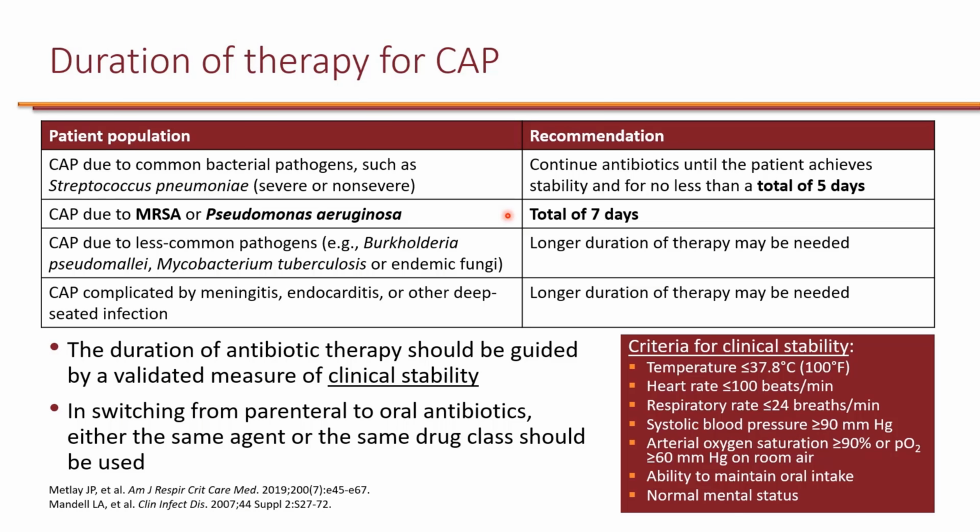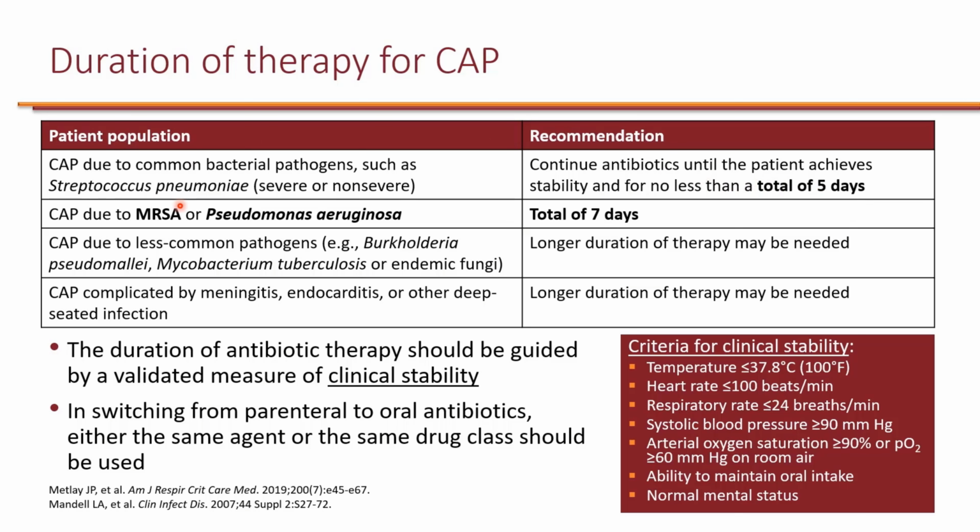And then depending on what's causing the pneumonia, in general, pneumonia for the most part will be caused by common bacterial pathogens like Streptococcus pneumoniae. So you continue antibiotics until the patient achieves stability, but no less than 5 days. So if, let's say, after 3 days of antibiotics the patient is clinically stable, you finish 5 days. But if you have finished 5 days and the patient has not achieved clinical stability, then you continue beyond 5 days until you achieve stability in the patient.